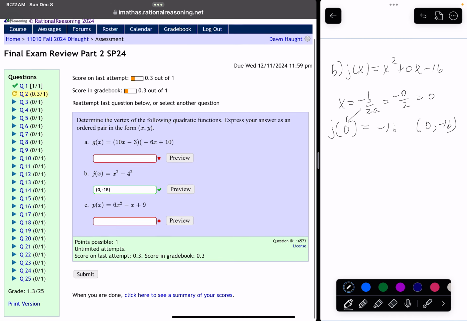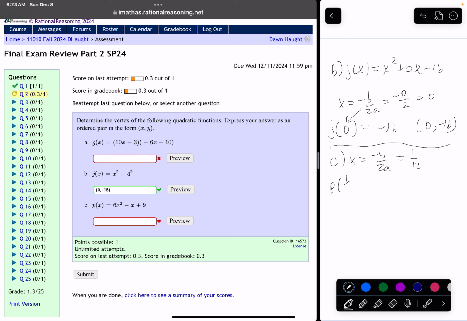Now I'm going to move on to C. We're going to do the exact same technique. First, let's find negative b over 2a. Our b value is negative 1. Our a value is 6. So our x value is 1/12. And our p of 1/12 is just 6 times 1/12 squared minus 1/12 plus 9.